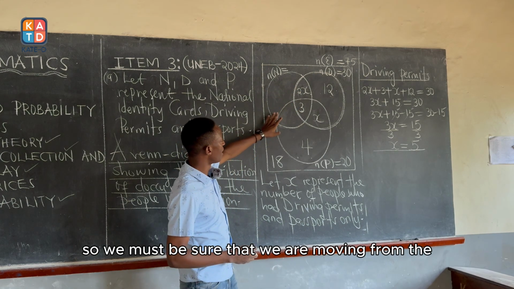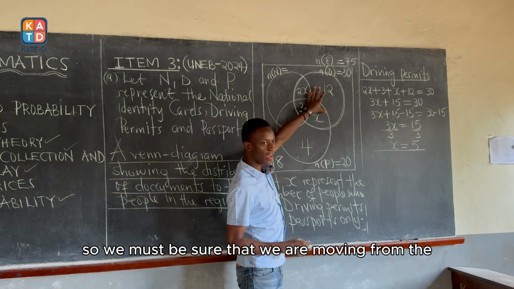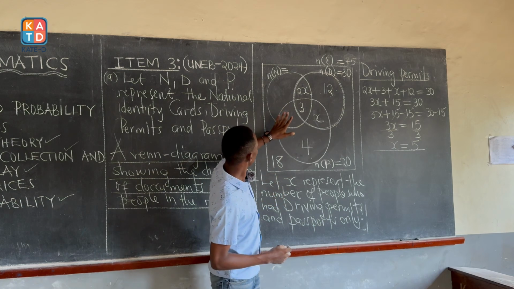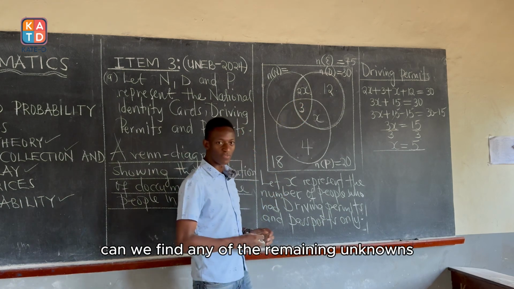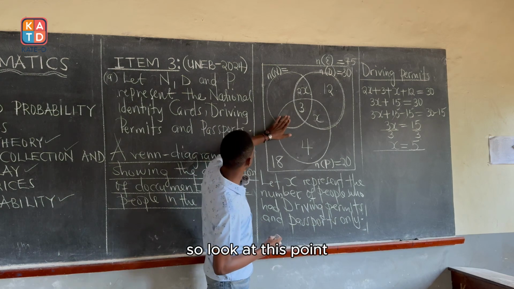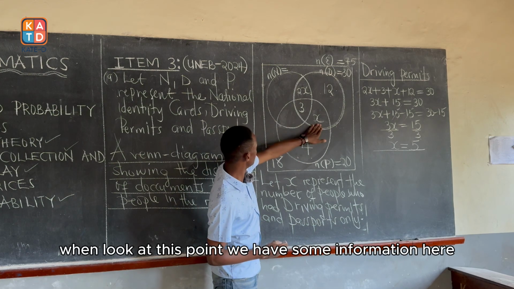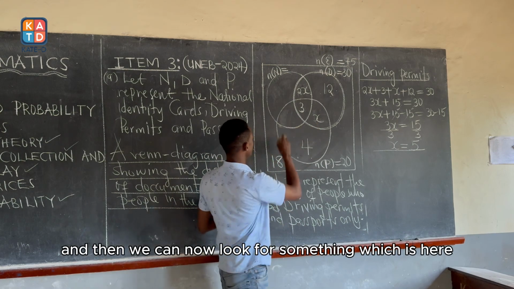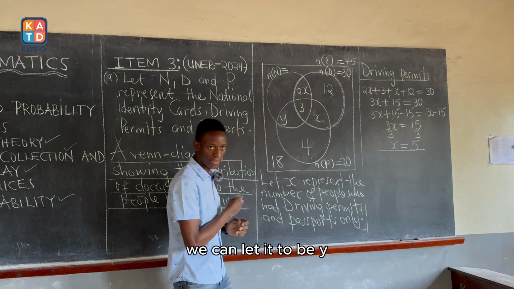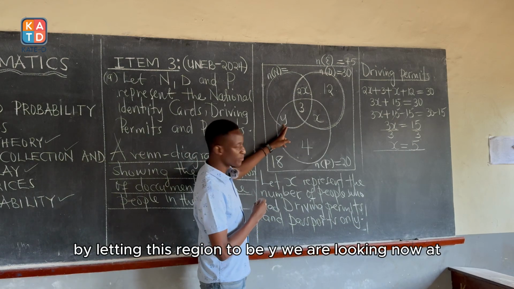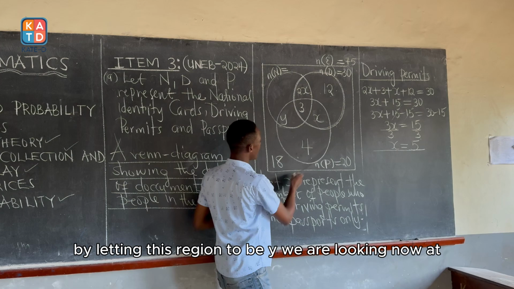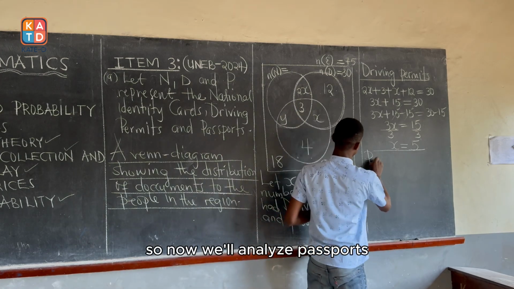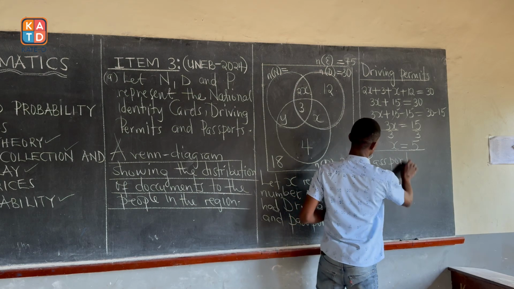So we must be sure that we are moving from the known to the unknown. So the next thing is, can we find any of the remaining unknowns? So we look at this point. When we look at this point, we have some information here. We have got the x, and then we can now look for something which is here. We can let it be y. By letting this region be y, we can now examine the set of passports. So we now analyze passports.